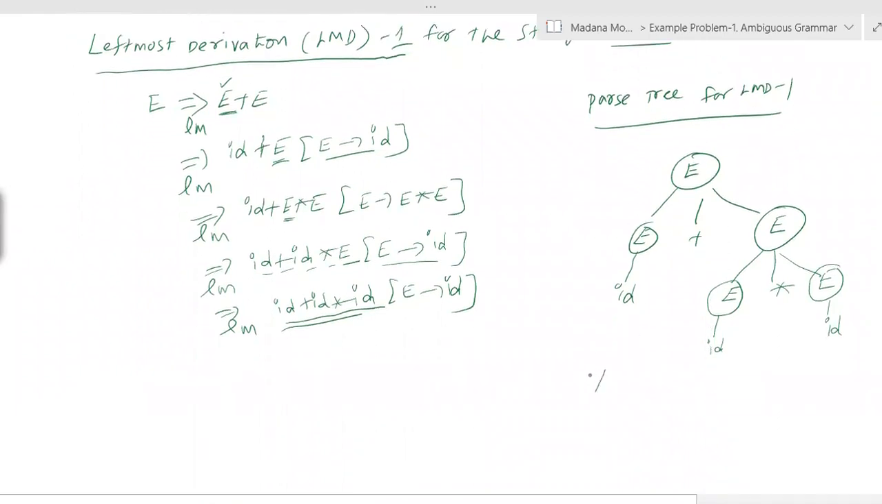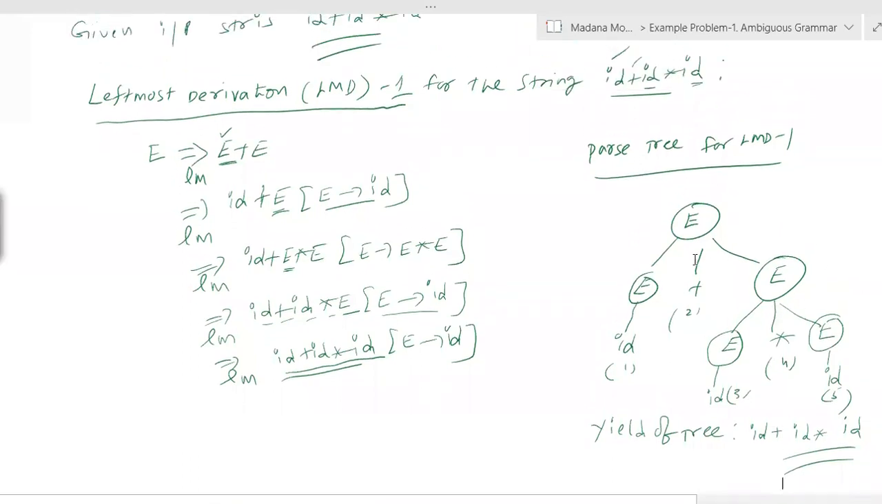So the yield of the tree: take all the leaf nodes from left to right. This is 1, 2, 3, 4, 5. Now write them in the same order from left to right. First ID, second one is plus, third one is ID, fourth one is into, fifth one is again ID. So this is our required string. So this is the parse tree or derivation tree for leftmost derivation 1.